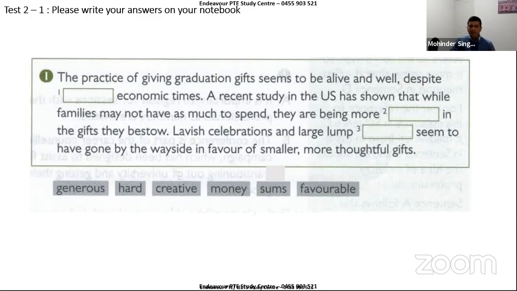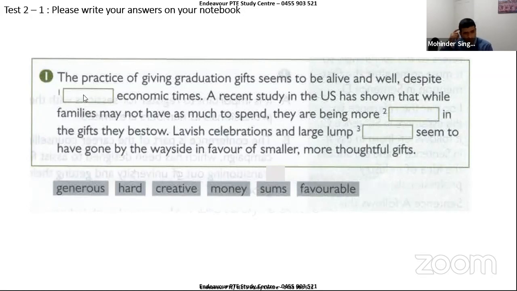So what did you need here? You have economic times, which acts as a noun phrase, so you need an adjective here. Economic can also be used as an adjective, but economic plus times can be used as a whole noun phrase. So here you needed an adjective. Favorable is also an adjective, hard is also an adjective, generous is also an adjective. But economic times cannot be generous. So here hard is the very common one.